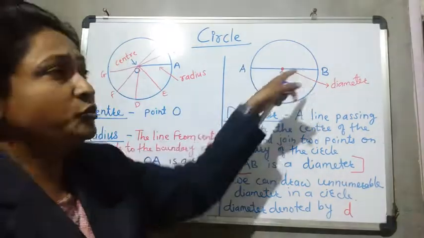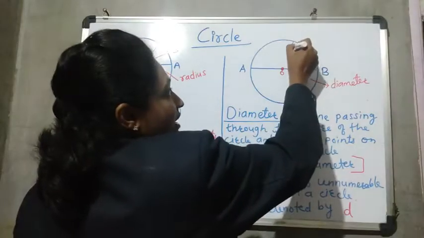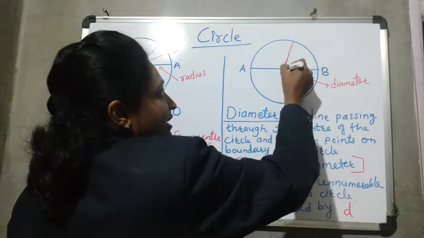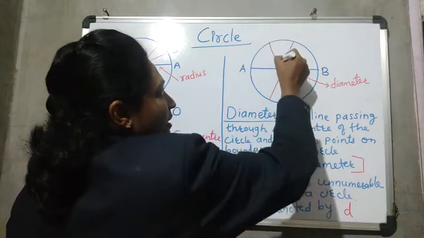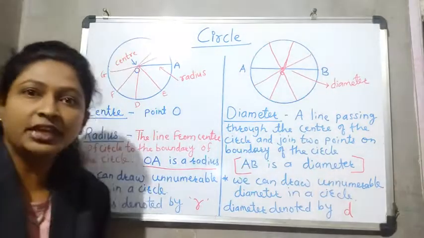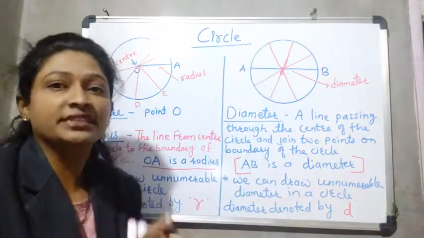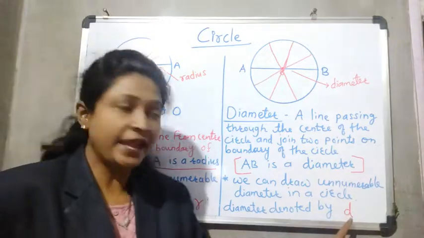Now see, here also, same like radius, we can draw innumerable, uncountable diameters in one circle. See, from the center of the circle, many lines can pass, isn't it? It means we can draw innumerable diameters in one circle. Okay, and this diameter is denoted by D.